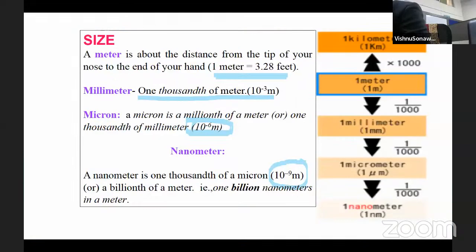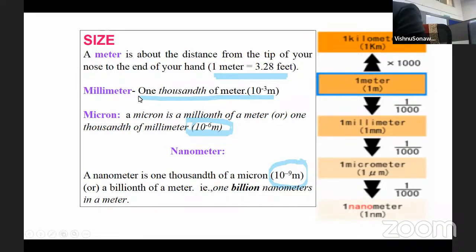Okay, here I will start from the meter. Here the unit of this for the micro machining, you know very well. Here 1 kilometer is equal to 1000 meter, and 1 meter is equal to 1000 millimeter, and 1 millimeter is equal to 1000 micrometer, and 1 micrometer is equal to 1000 nanometer. Here, this is the actual unit.